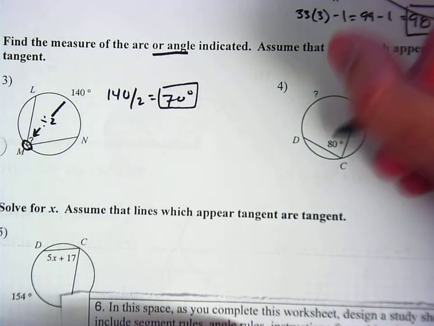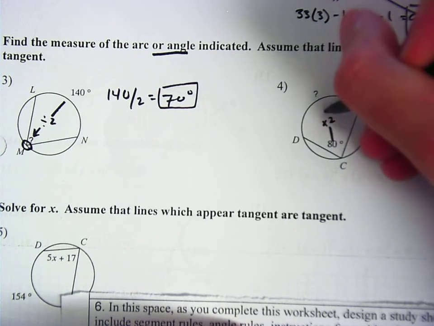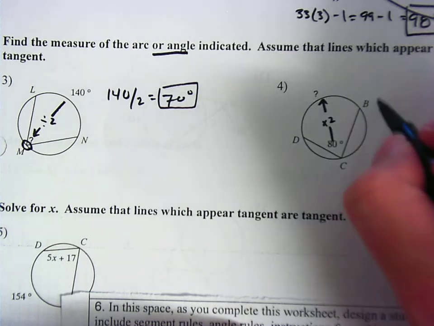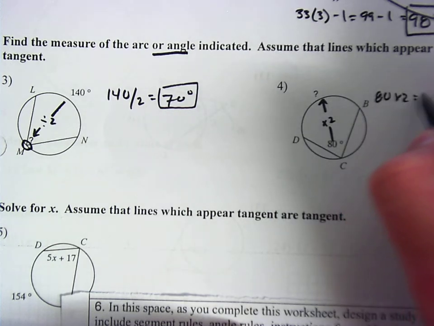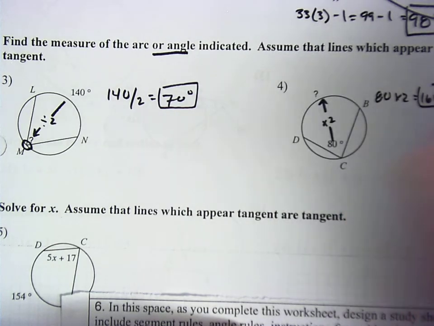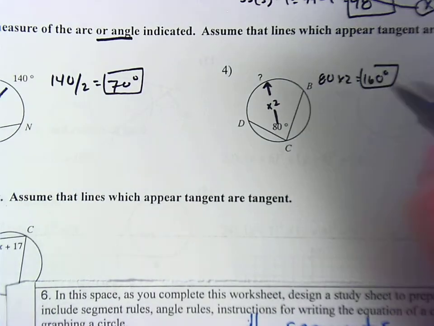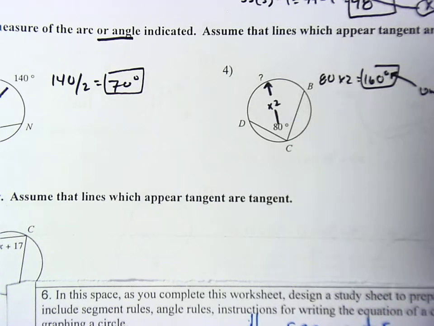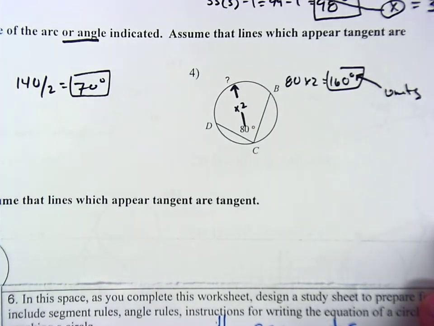Okay, over here, number 4 is the exact opposite. And we're going from the angle, the smaller one, to the arc. So I'm going to times by 2. So 80 times 2 is 160 degrees. And remember that both angles and arcs are measured in degrees. So don't forget our units on this test, which are degrees.